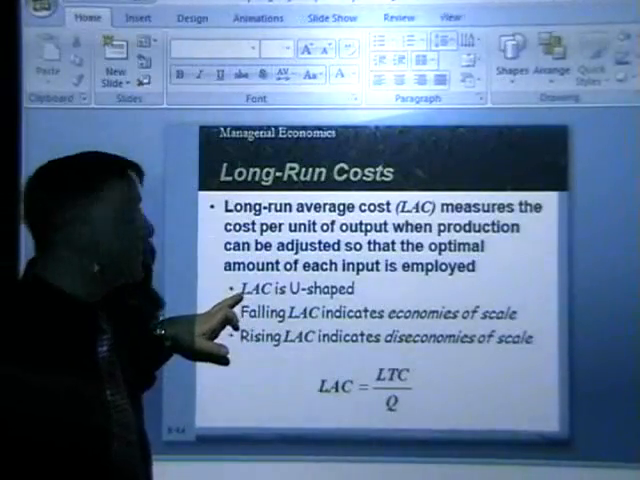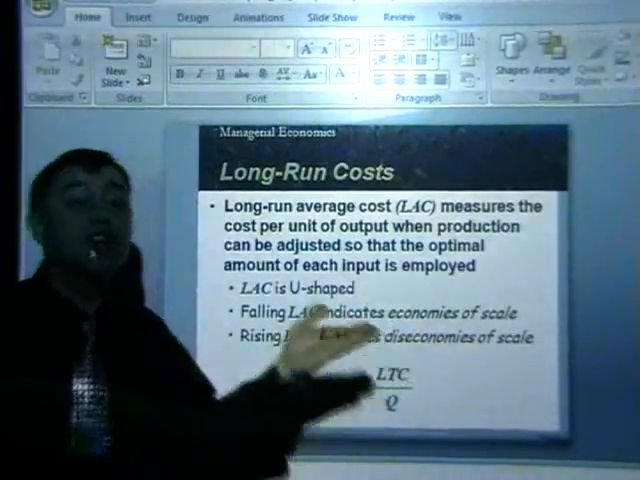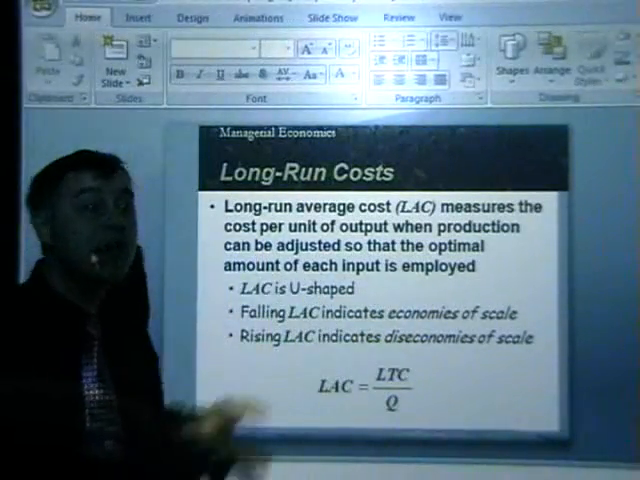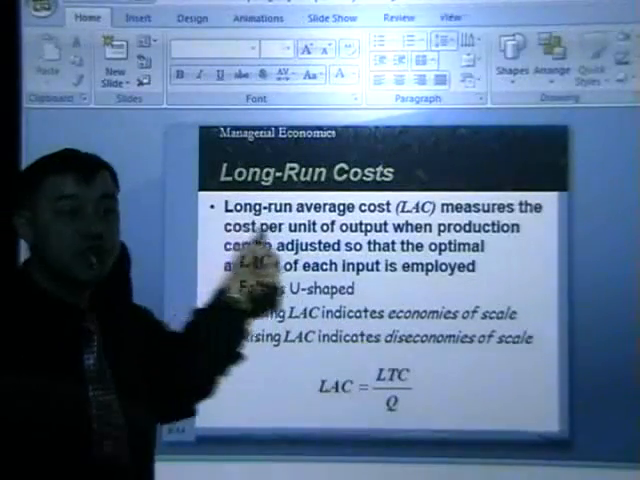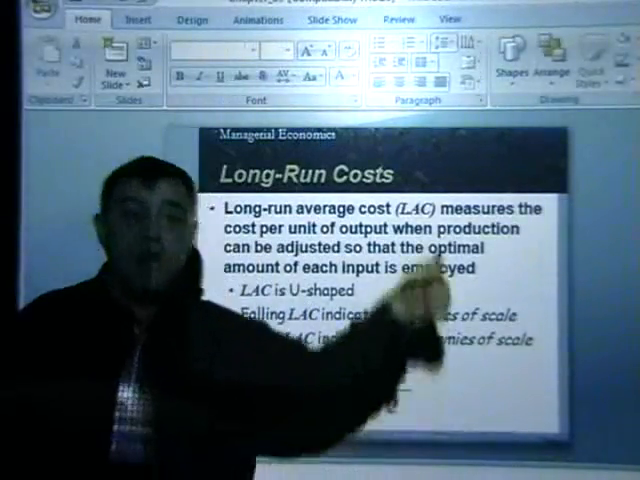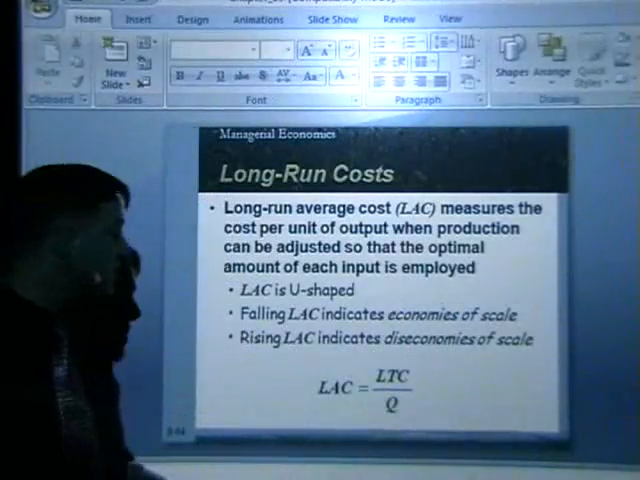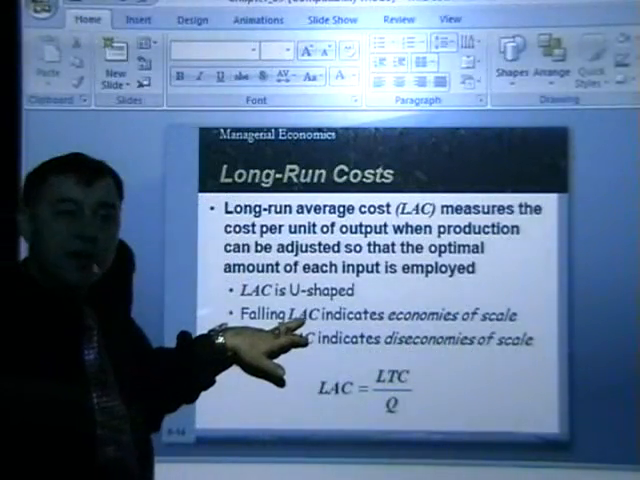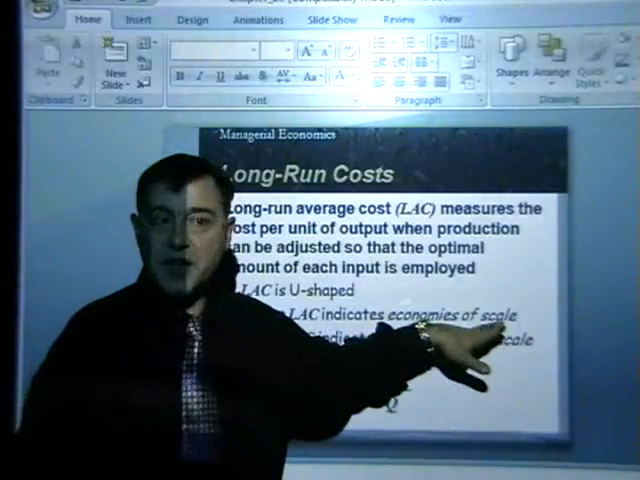Usually the long run average cost has a classic U shape. Classic U shape means that as you increase the quantity early on, average cost falls. And over time, with increasing quantity, average cost increases. Falling average cost indicates economies of scale. Why?